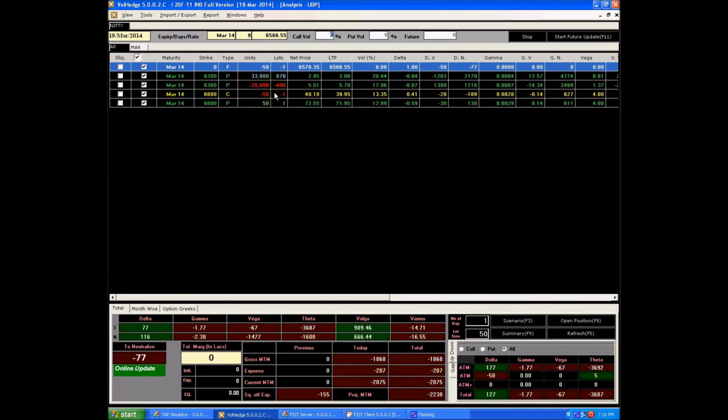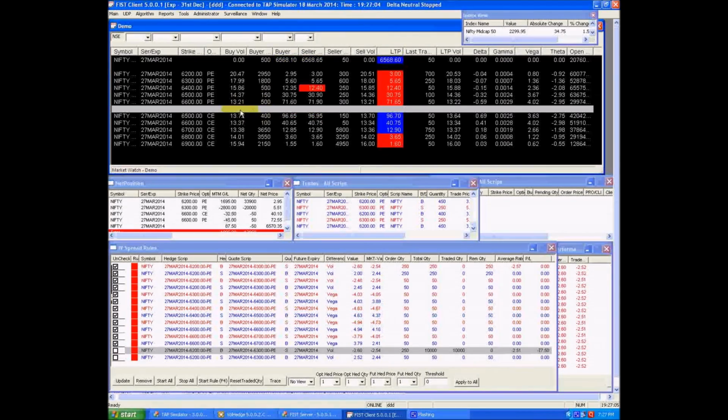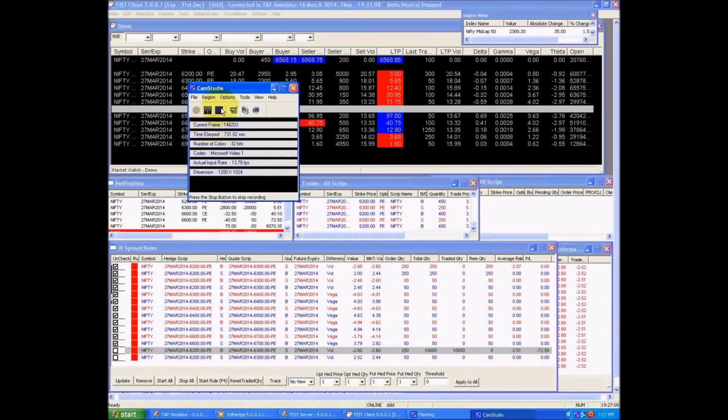As you can see, it has made a delta neutral and vega neutral spread. This is vega neutral. The delta is out because Nifty has moved down, and instead of hedging through futures, it has selected 6600 put, and it has bought 6600 put and it has sold 6600 call. So this was about IV spread orders. Thank you.